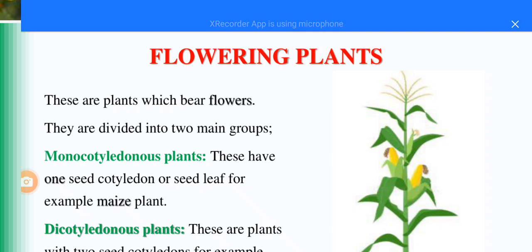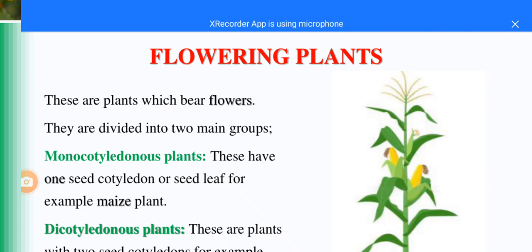Secondly, let's talk about the vegetative organs. Now the vegetative organs are those organs which are not directly involved in the reproduction. And the examples of these vegetative organs, we have the roots, we have the stems, we have the leaves. Now when we talk about the roots, the main importance of the roots is carrying out the process of absorption of water and mineral salts.